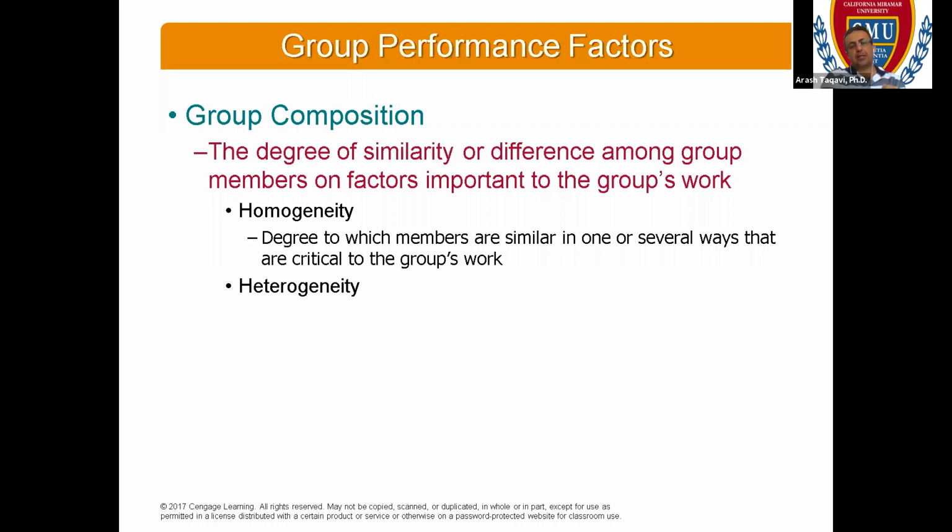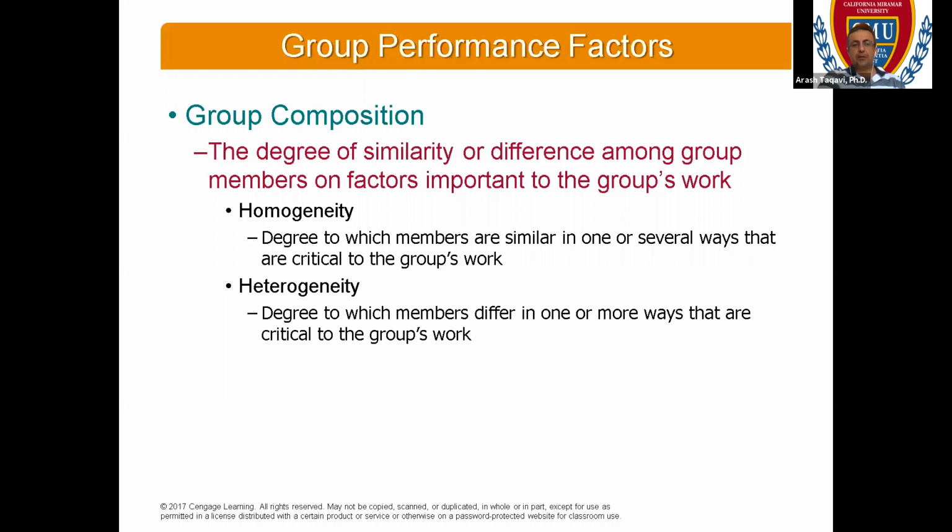Homogeneity is the degree to which members are similar in one or several ways that are critical to the group's work. Heterogeneity is the degree to which they differ in one or more ways that are critical to the group's work. So when you want to organize or create a group, it is not always good that all the group members are similar. Similarity and differences here are the cutting line for your decision making.